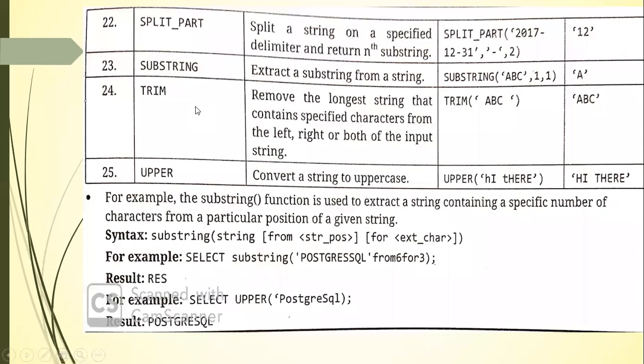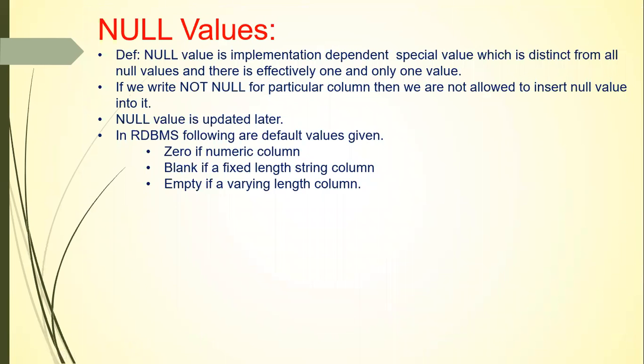We use these different types of functions with the select keyword and get the result corresponding to that function. That is nothing but the string function. Now next point, that is nothing but the null values. What is the null value?